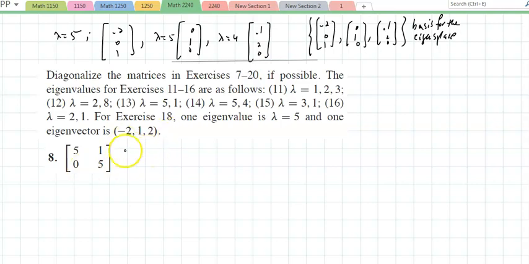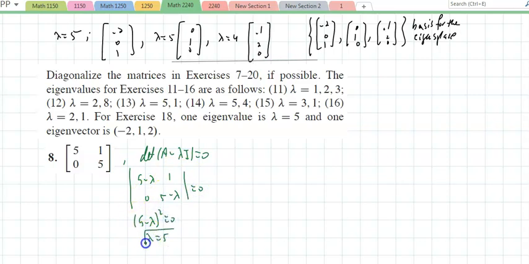Well, for a 2 by 2, they really don't give you the lambdas, but they give you that for a 3 by 3 to save you time. They say diagonalize the matrix in 7 through 20 if possible. The eigenvalues for 11 through 16, they tell you what they are. Here, if we want to really diagonalize this, we need to find first the lambdas. We take the determinant of A minus lambda I and set that equal to 0. So we would take 5 minus lambda, 1, 0, 5 minus lambda equal to 0. That would be 5 minus lambda squared equal to 0. Lambda will equal a 5.